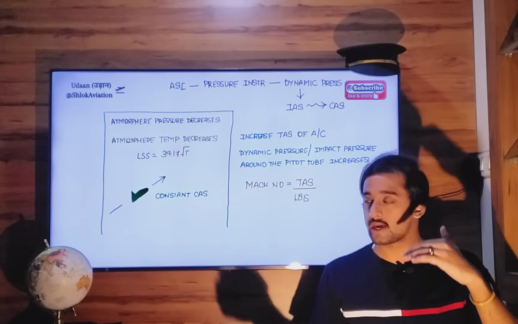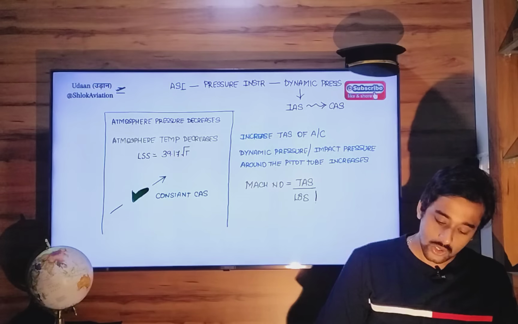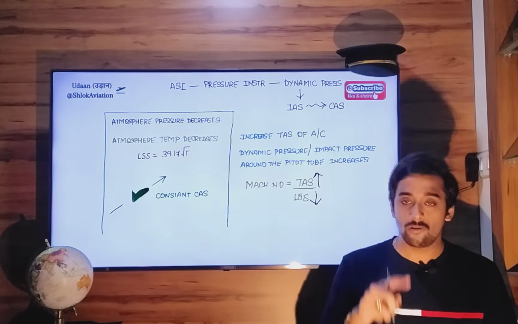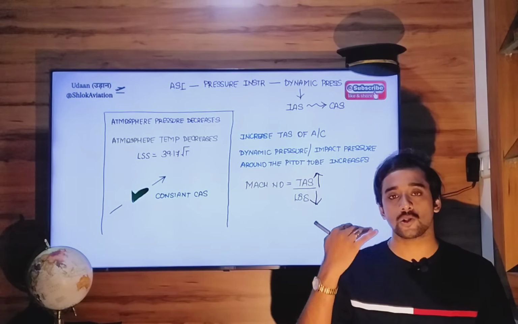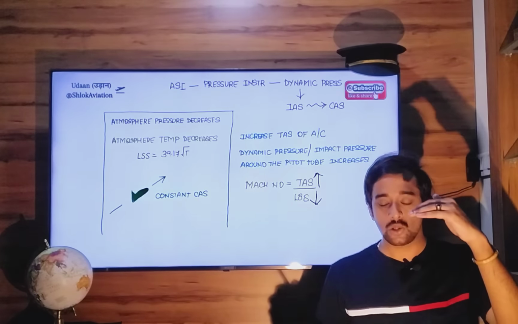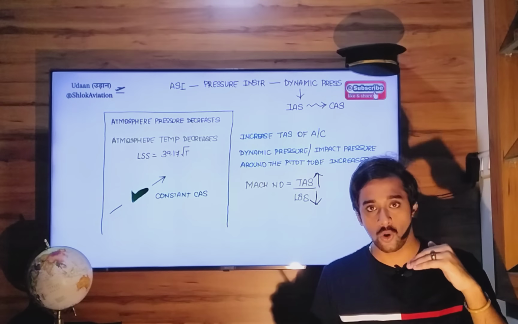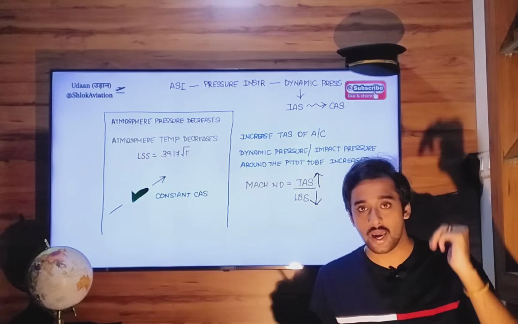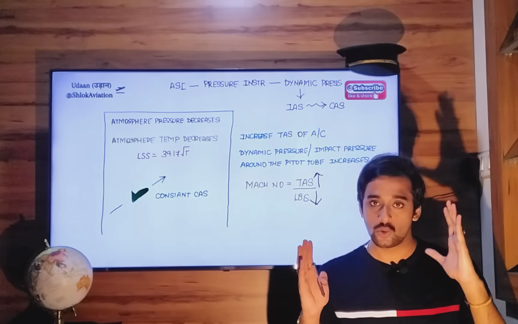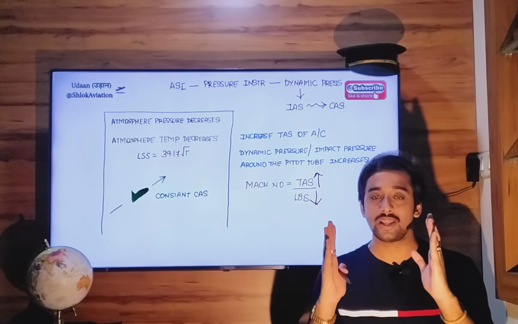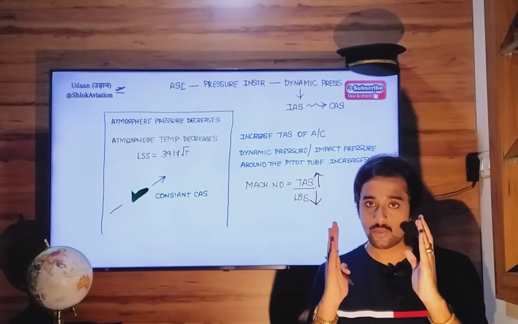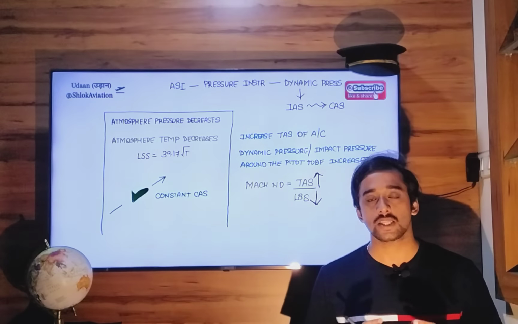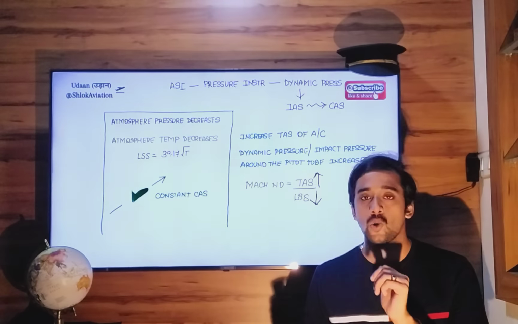So local speed of sound is decreasing on one hand. Your true airspeed, as you climb at constant calibrated airspeed, increases. So the overall effect on Mach number is that Mach number will also increase. Okay, so as local speed of sound goes on decreasing as you go to higher and higher altitudes, and true airspeed goes on increasing as you climb to higher altitudes, the margin between true airspeed and local speed of sound goes on decreasing. As the margin between them decreases, Mach number will increase. What is Mach number? Mach number is nothing but true airspeed as a fraction of local speed of sound.